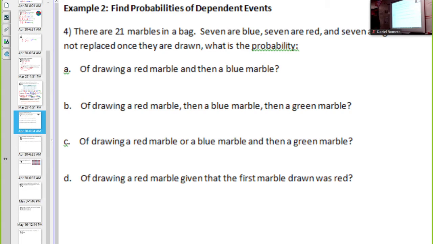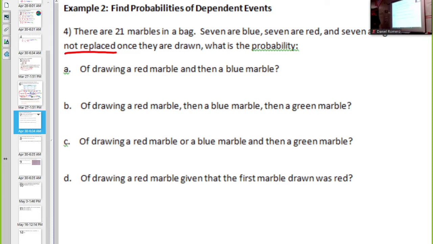All right, so here we go. Find the probability of now dependent events. There are 21 marbles. Hey, look, marbles. I'm telling you, you see marbles all the time with probability. 7 are blue, 7 are red, and 7 are green. So red, blue, and green. Here's the key word though: not replaced. So you are removing them, but not replacing them.